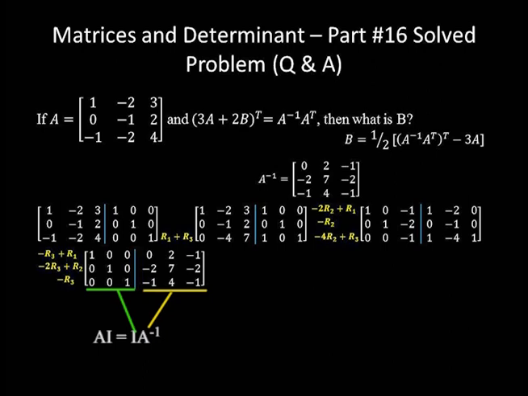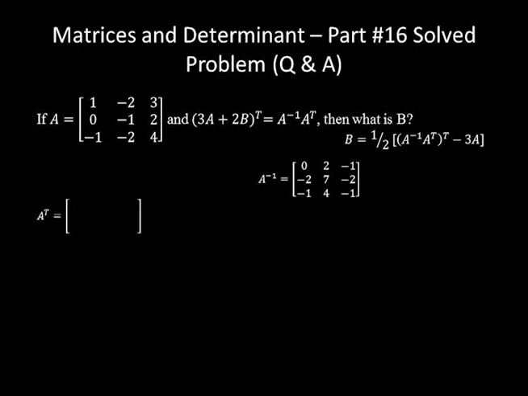Next, let's find A transpose by exchanging rows and columns of matrix A. Column 1 of matrix A becomes row 1 of A transpose. Column 2 of matrix A becomes row 2 of A transpose. Column 3 of matrix A becomes row 3 of A transpose.